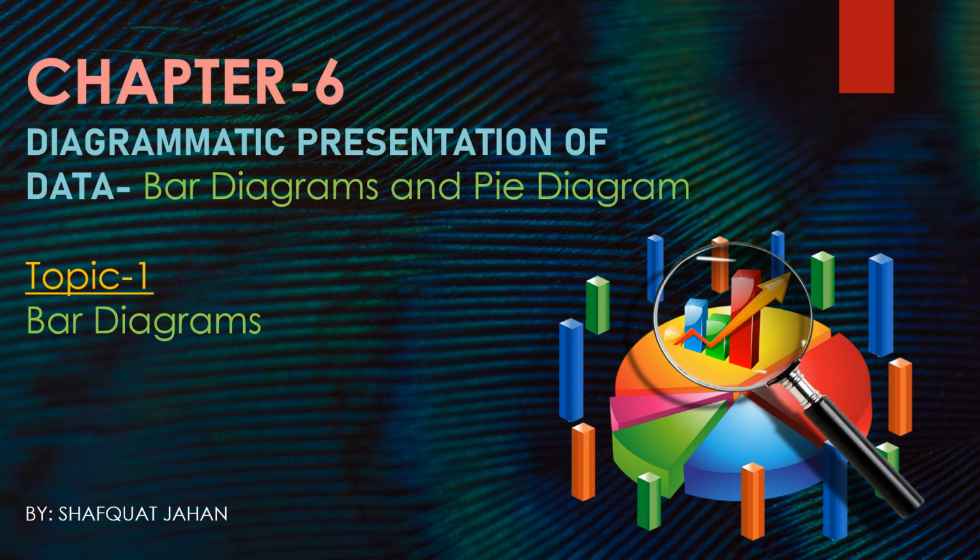Hello everyone and welcome to the first video of chapter number 6 of Statistics for Economics. The name of the chapter is Diagrammatic Presentation of Data, Bar Diagram and Pie Diagram. So today in this video we will learn about the first topic, that is bar diagram. So let's begin.